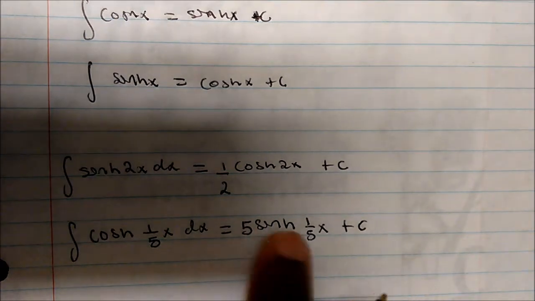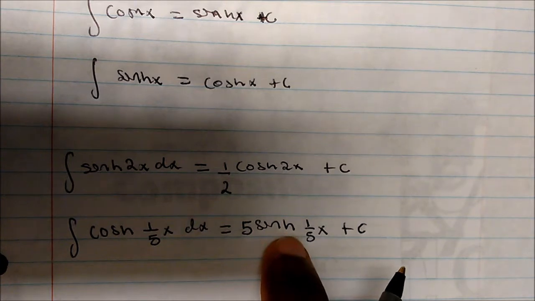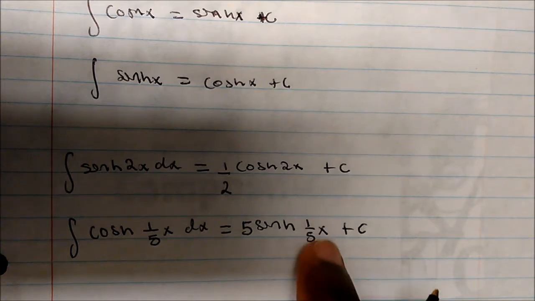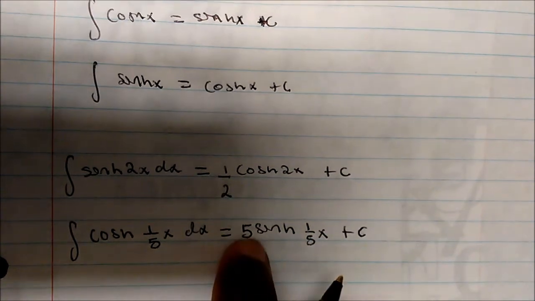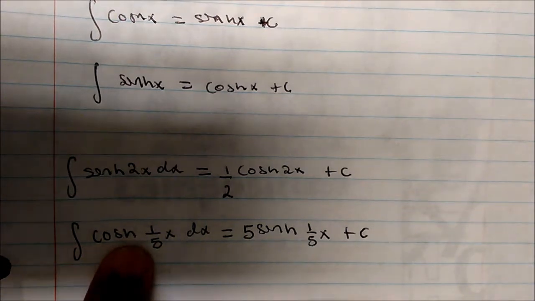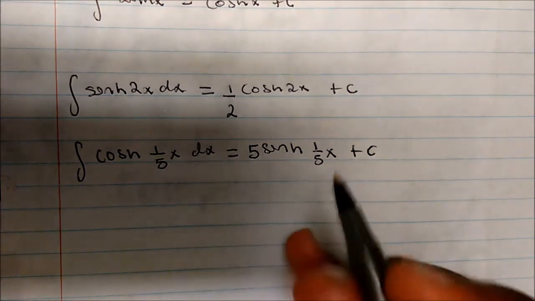And why do we do that? Well, if I take my derivative of sine hyperbolic of 1/5 x, now I get cosine hyperbolic of 1/5 x. And then we have our chain rule, so we multiply by the derivative of the inside, which is 1/5. The good thing is that I have a 5 here, so 5 times 1/5 is just 1. That will give me back my original function. Hopefully you can see the pattern here. So let's look at one more.